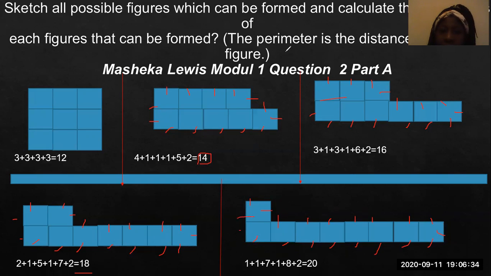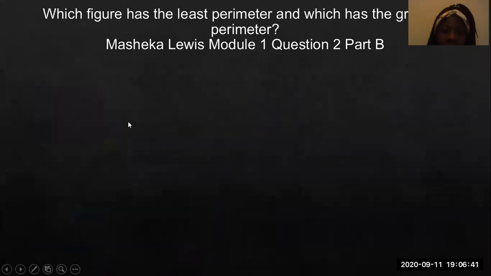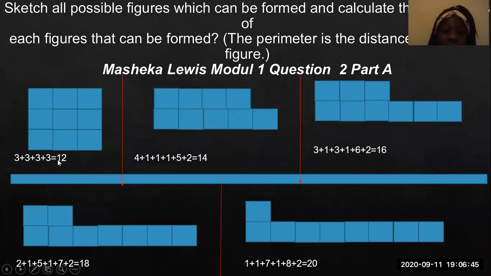And this will equal 20. As for the next problem, which is on the next page, part B, let me go back real quick. So we know the perimeters are 12, 14, 15, 18, and 20. These are the perimeters. That's the answer to the first part of the question.